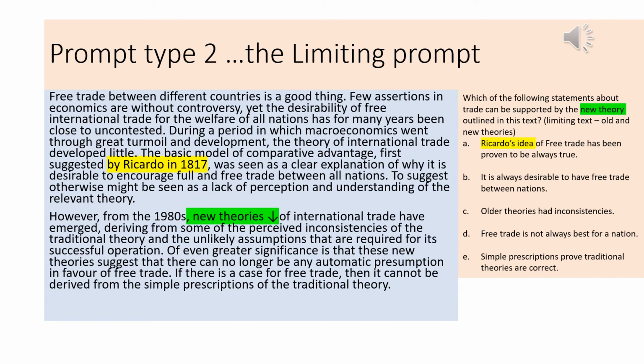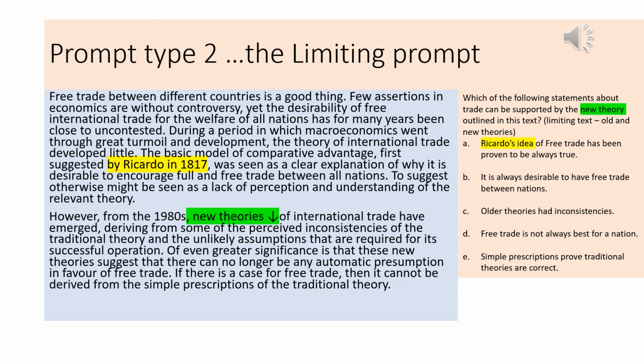The second type of prompt you should be aware of is the limiting prompt. This prompt sort of divides the text. You actually know where you should be looking for your correct answers. But it's a little tricky because they'll always throw in the answer section some of the information found in the paragraph where you shouldn't be looking.